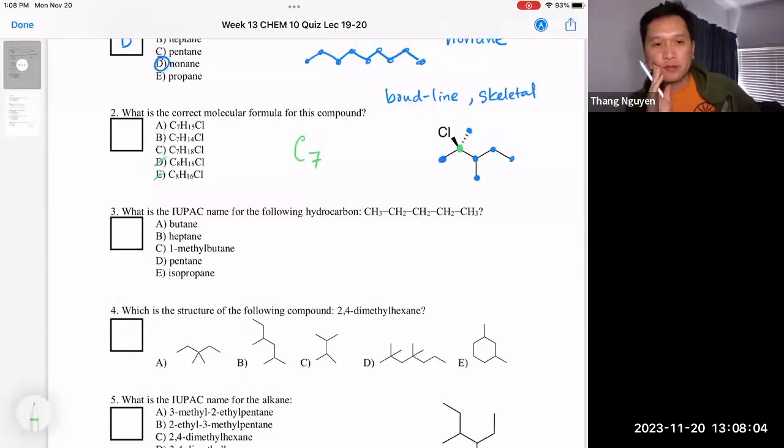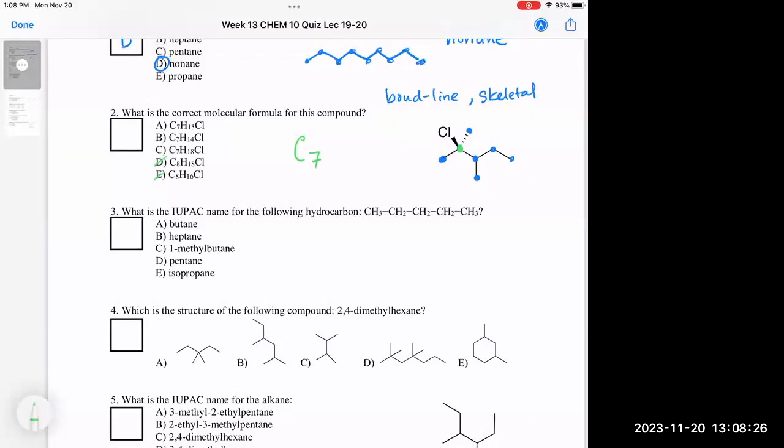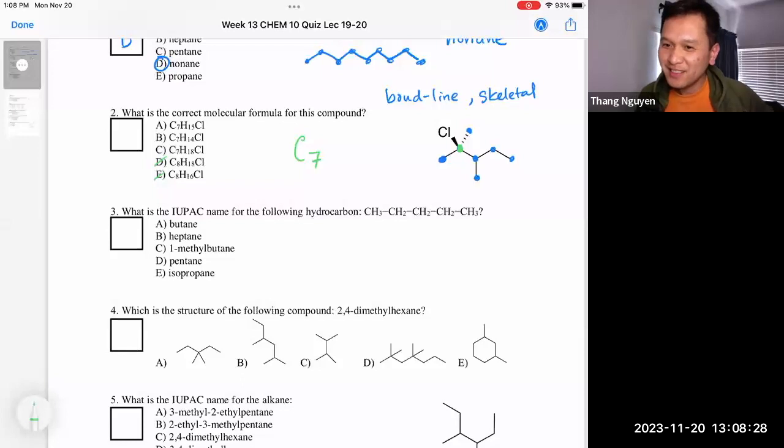The next part of this question is for every carbon atom, how many bonds will it have? Anyone remember what I said about that? For every carbon, how many more bonds will it have? Not 2. Every carbon will have 4 bonds.